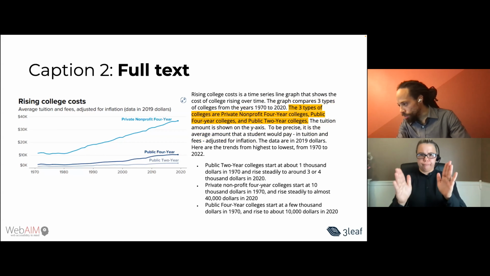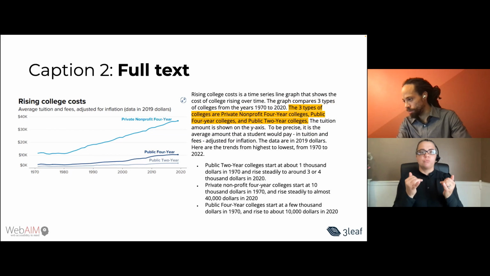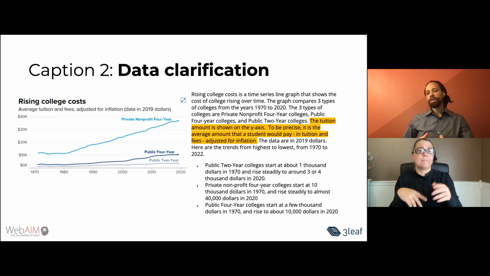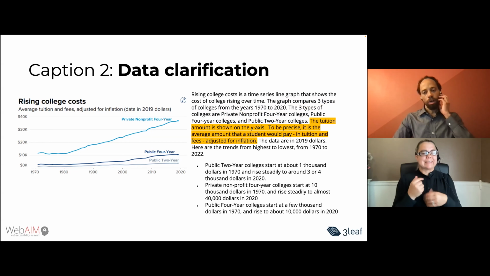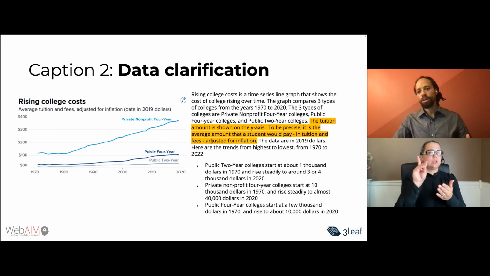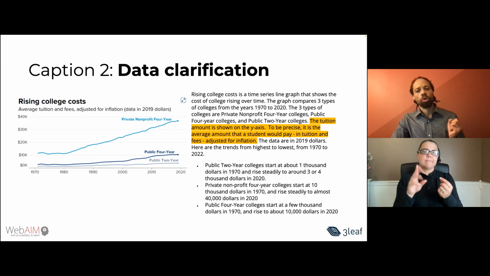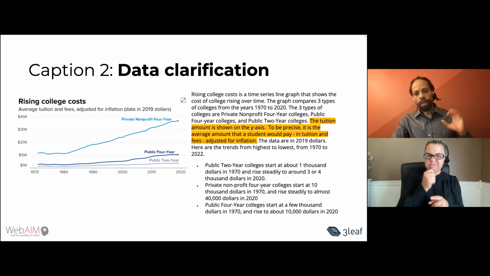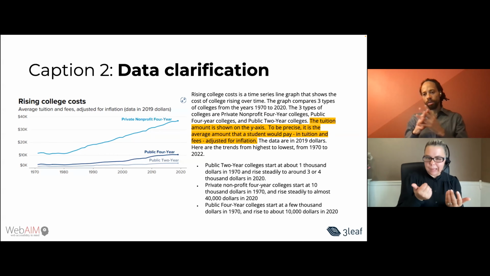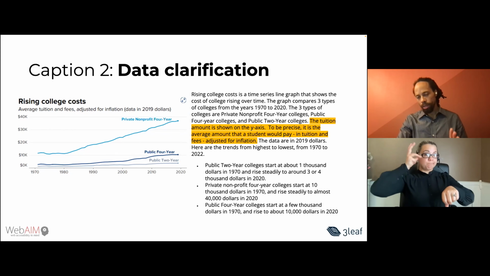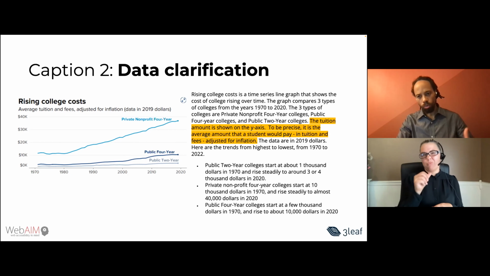So that's the full text, and this is a continuation of the first part. The 3 types of colleges are private nonprofit four-year colleges, private for-profit colleges, and public 2-year colleges. Now, here I've injected a new part. I'm calling it the data clarification. Here, the data itself might not be so easy to understand. It's not something that you can hear once and necessarily say, ah, I've got it. So what we have here is a little bit of clarification around what's going on with the data.